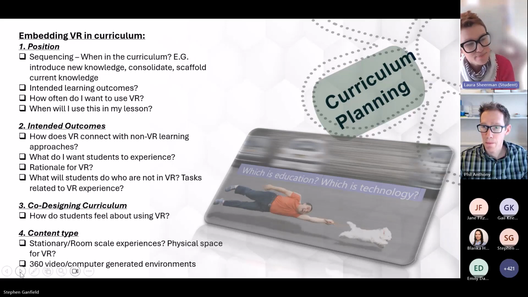And also thinking about content type. It's basic level stuff, but it's just things that won't really be considered. So is it 360 video, a computer-generated environment, how much space do I need in my classroom, and these foundational considerations.